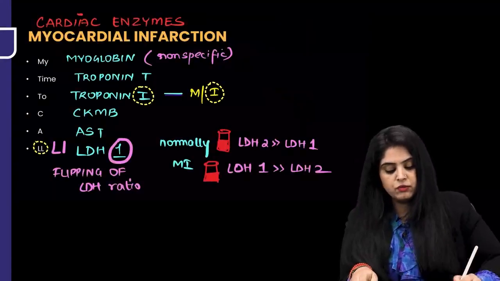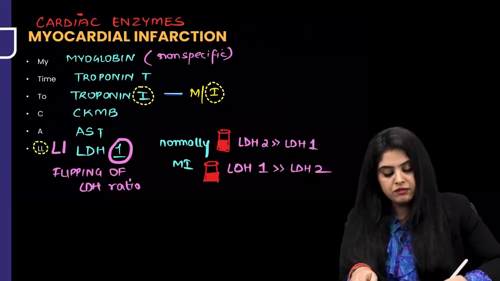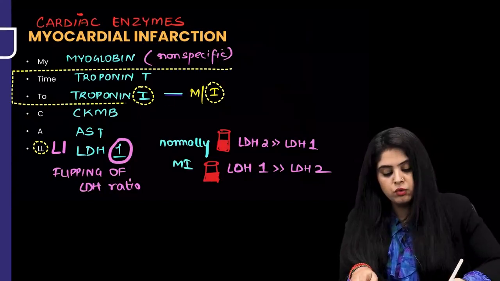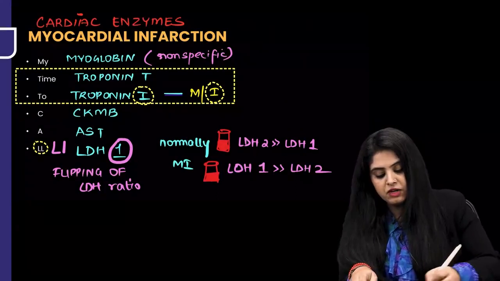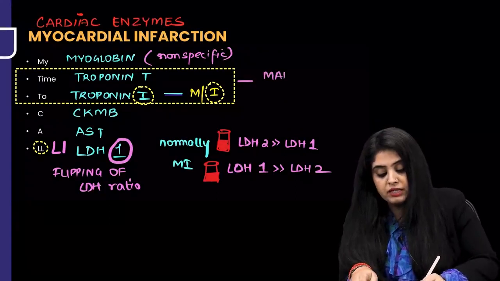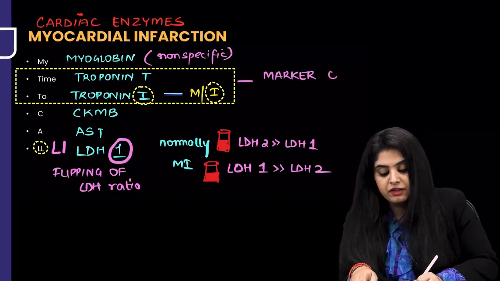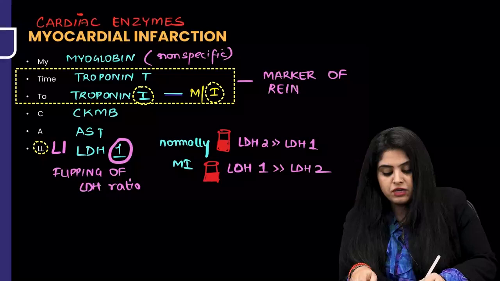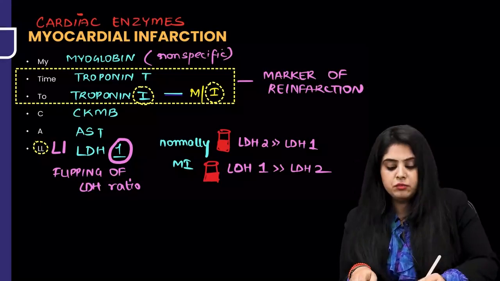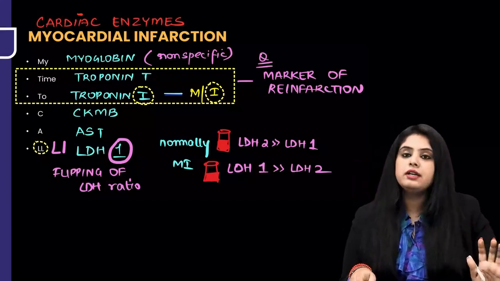But if they ask you out of all of these, what is the marker of reinfarction? So all of you should be knowing that now it is very, very obvious that the marker of reinfarction is going to be troponin. That is the Harrison update. If someone has a second heart attack, marker of reinfarction is going to be troponin. T and I may say, of course, I is the more important one. These are your cardiac markers.